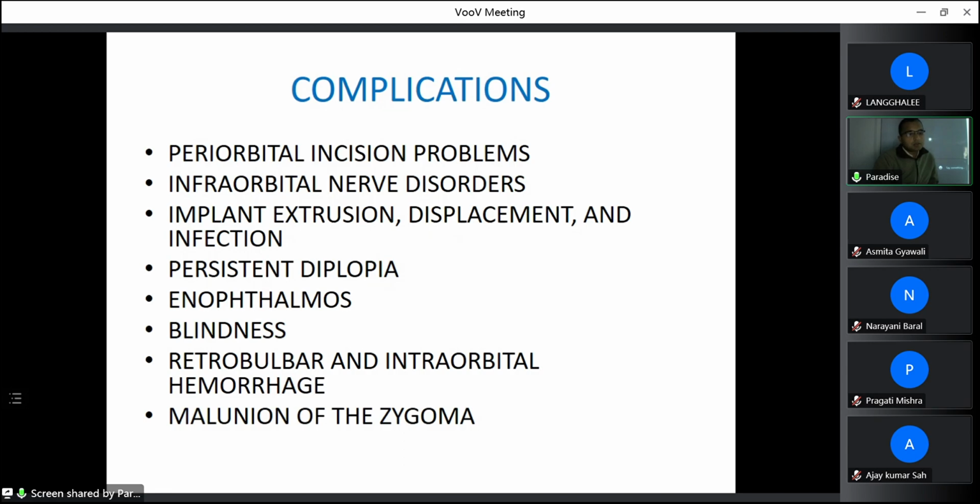Another complication is enophthalmos. If the orbital volume is increased, it will lead to posterior displacement of the eyeball, that is known as enophthalmos. If the eyeball is displaced posteriorly inward, it is known as enophthalmos.